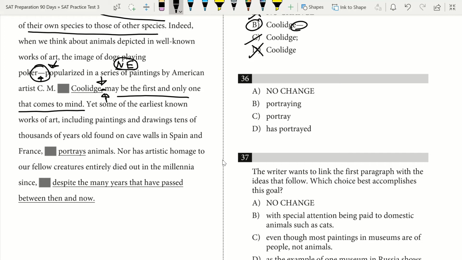All right, "yes, some of these earliest known works of art, including paintings and drawings tens of thousands of years old, found on cave walls in Spain." Okay, this is going to have to be "portrait." So how did I recognize that so quickly?